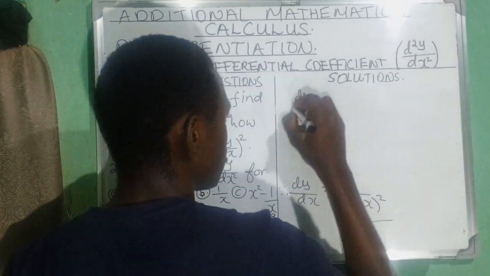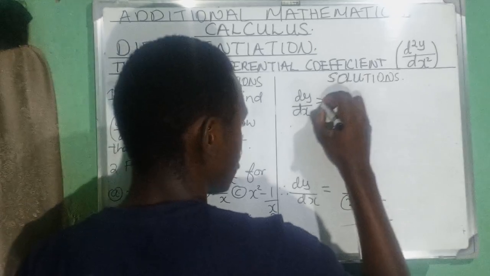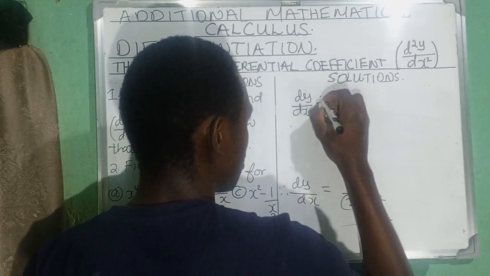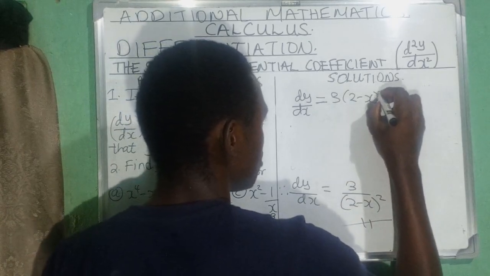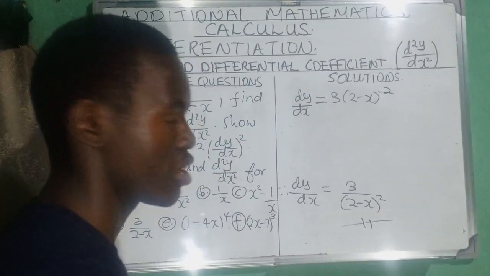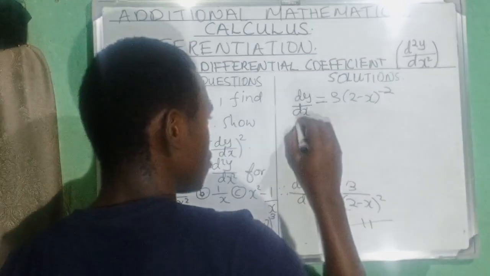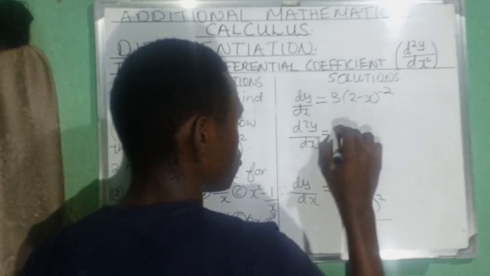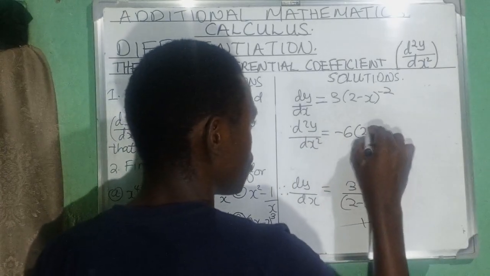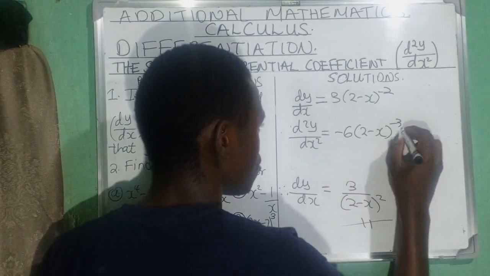And then to find your d2y dx2, we start by writing the dy dx. dy dx is equal to 3, okay? You multiply by 2 minus x, which has to be raised to the power negative 2. So our d2y dx2 is going to be equal to negative 6 multiplied by 2 minus x raised to the power negative 3.